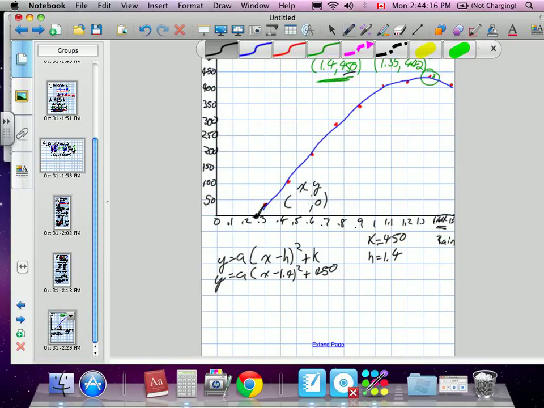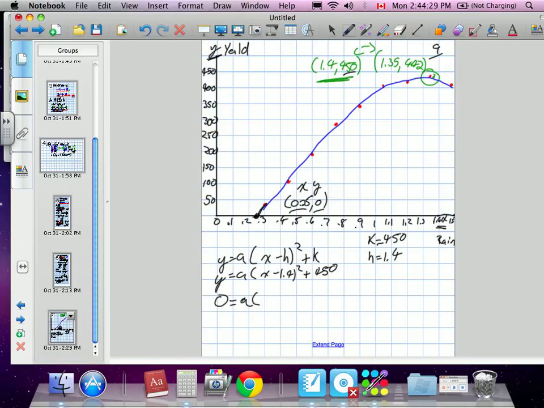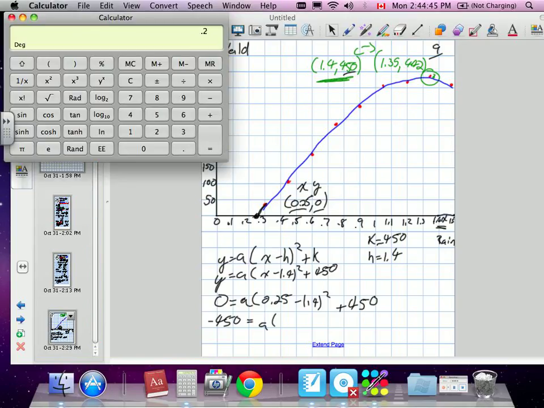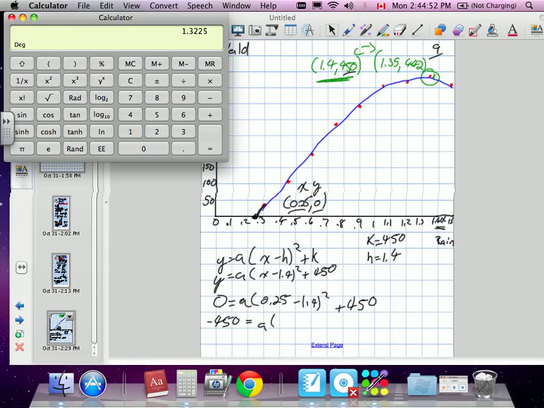So what that means is we plug that value in for the x and the y in this equation. We need to solve for a. Our y is 0. Our a we don't know. x is 0.25 minus 1.4 squared plus 450. We move 450 to the other side. We'll get negative 450 is equal to a. And we need to figure out that bracket. 0.25 minus 1.4 equals, and then we square that, 1.3225.